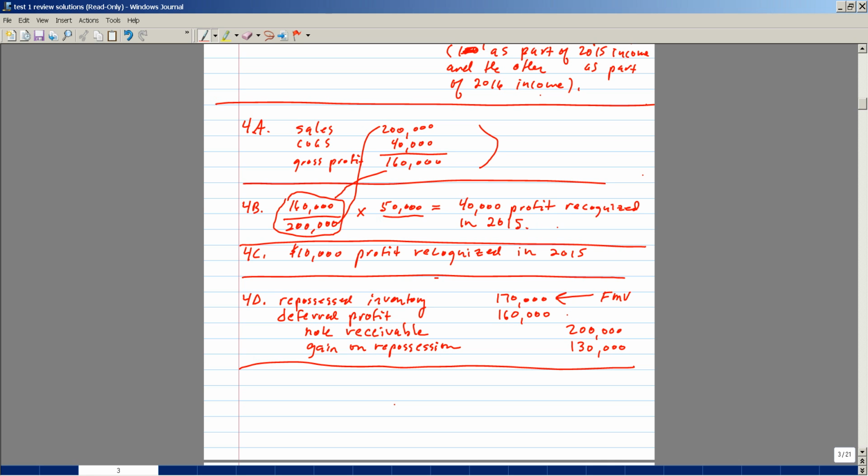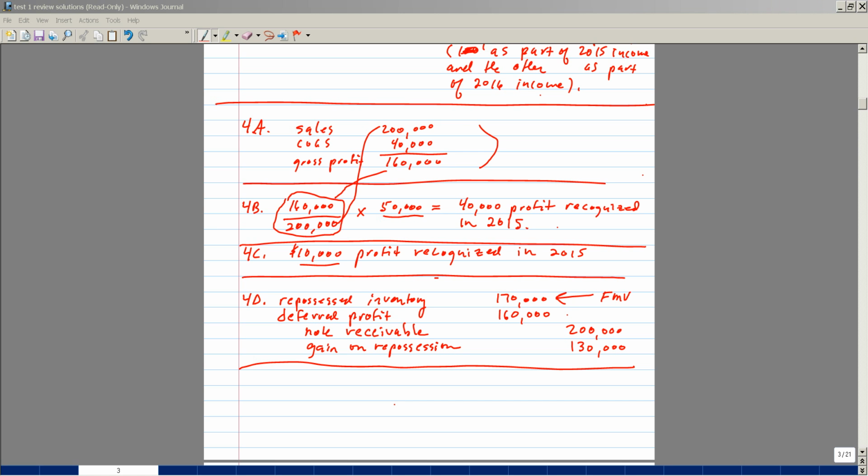Part C of the problem asks us to redo the accounting, assuming that there is significant uncertainty about collectability and that we use the cost recovery method. Here in 4C, we would recognize $10,000 of profit in 2015. We got $50,000 of cash. The first $40,000 of cash was deemed to be a recovery of the cost of the item that we sold, and only the cash received in excess of cost recoveries is recognized under the cost recovery method. So basically $40,001 through $50,000 that we received in 2015 would be recognized as profit. So we would recognize $10,000 profit in 2015 under the cost recovery method.